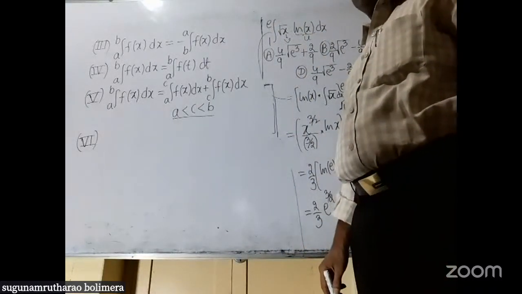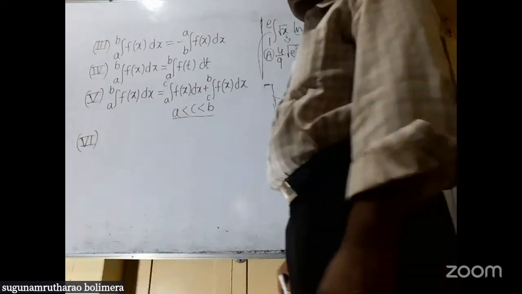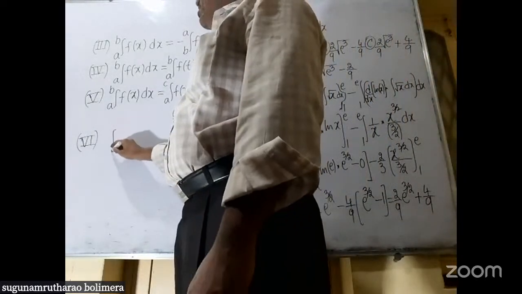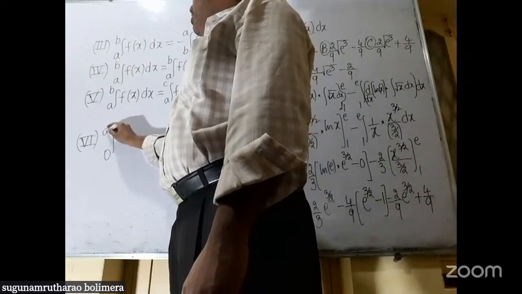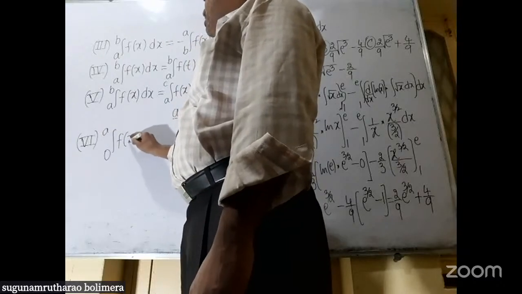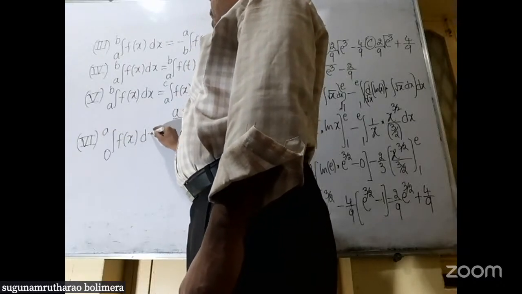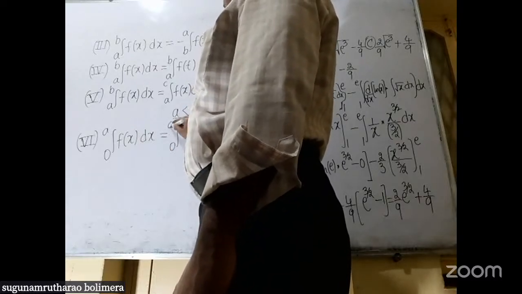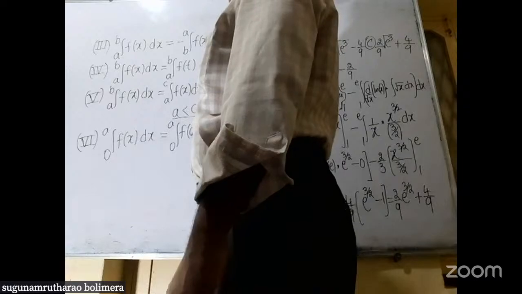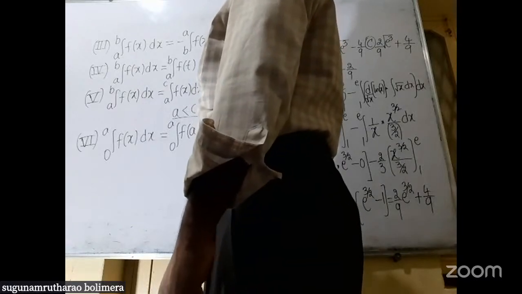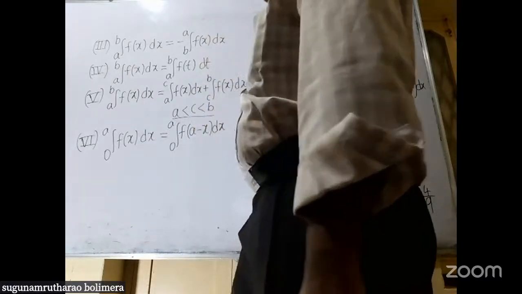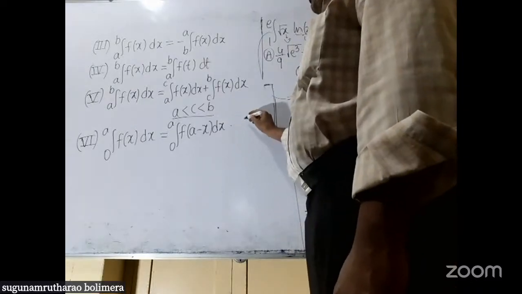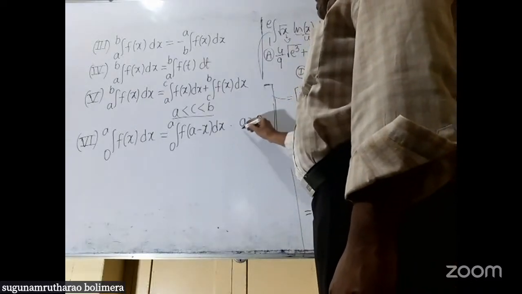Next. Integral 0 to a f of x dx equals integral 0 to a f of a minus x dx, provided a is positive.